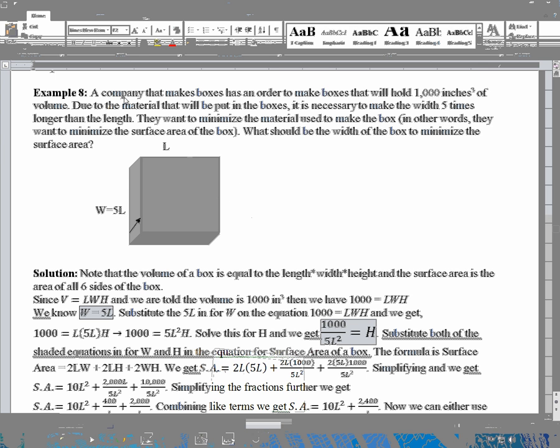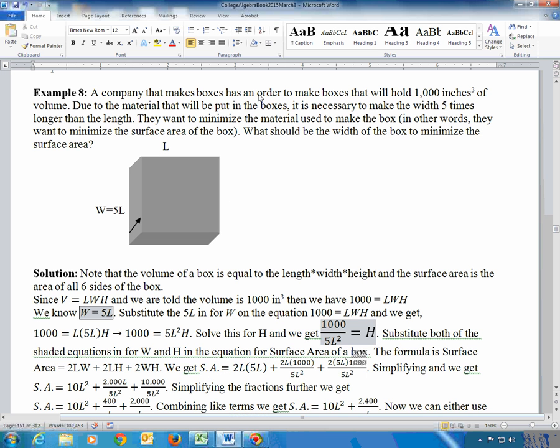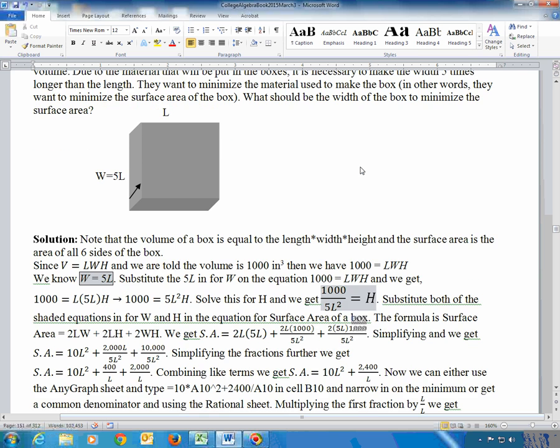Okay, on this problem it says a company makes boxes, has an order to make a box that will hold 1,000 cubic inches of volume. The material they put in the box is necessary to make the width 5 times longer than the length, and they want to minimize material use. So we're looking for a minimum here, and looking for what should the width be on this thing.